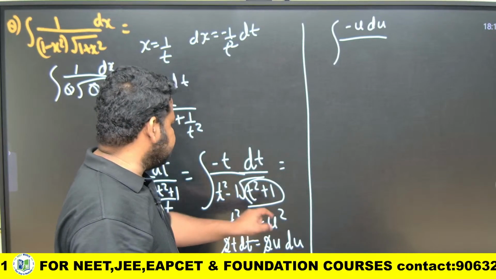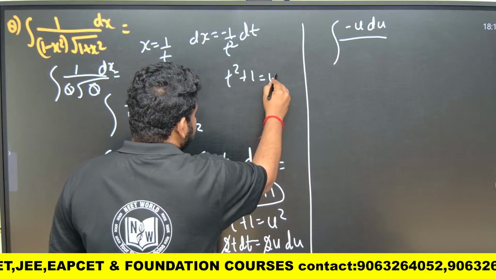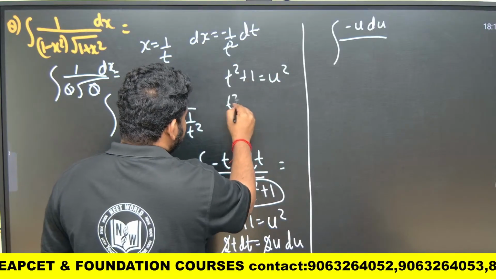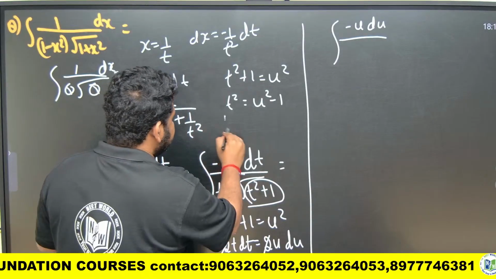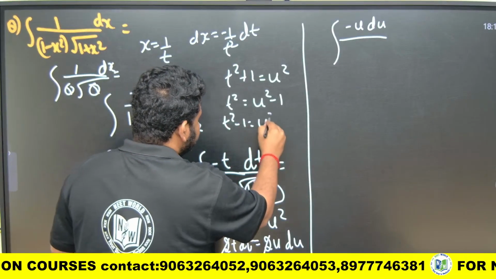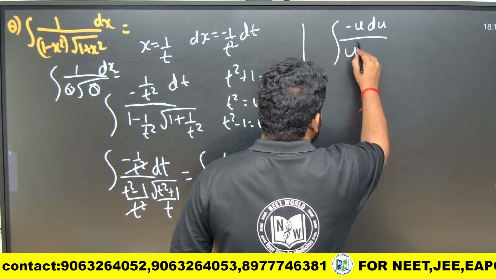So t square plus 1 is equal to u square. Let me write it here: t square plus 1 is equal to u square. So t square is equal to u square minus 1. Then t square minus 1 is nothing but equal to u square minus 2. Correct? So this will become u square minus 2.